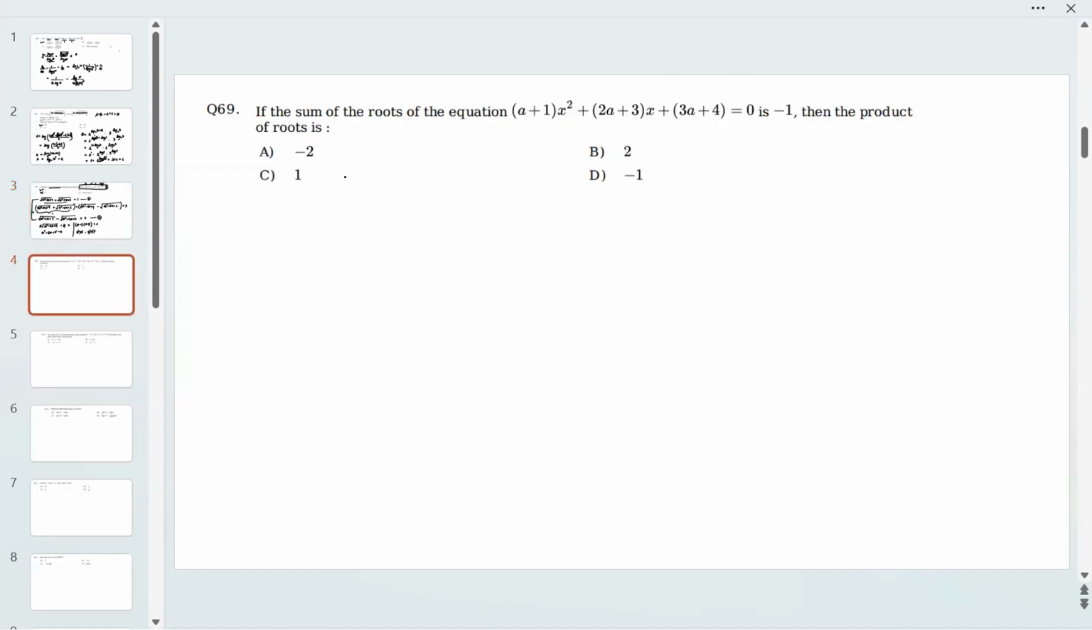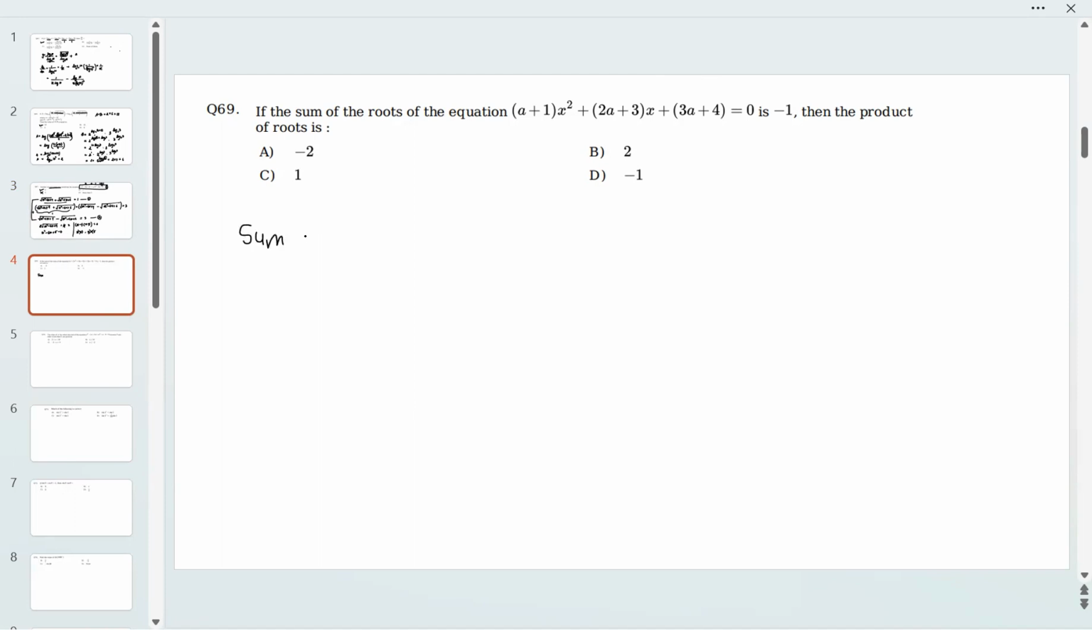This is a very simple question based on quadratic equation. Before that, let me tell you, the questions here are mainly of logarithmic equation, quadratic equation, and trigonometry. There will be one or two questions based on sets. Okay, so let's go. If the sum of the roots of the equation is -1, then the product of the roots is asked. Sum of the roots is -1.